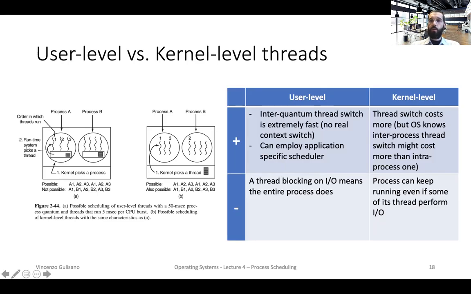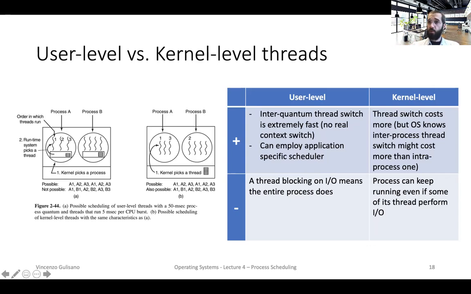So if we look at the pros and cons, you see that user-level threads are actually extremely good when you want to have a fast context switch, because you can change the thread that is executing with no real context switch. You don't need to involve the operating system to do the context switch. So you save a lot of time. The time it takes to go from one quantum of execution to another one and change the thread is basically nothing, because everything happens inside the process without involving the operating system.